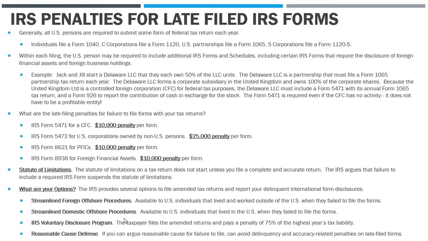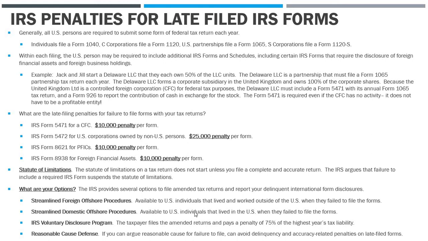The Domestic Offshore Procedures Program is available to U.S. individuals that failed to file these forms, but they were living and working in the U.S., so they weren't U.S. expats living abroad. Now, in this program, there is a penalty, but it's capped at a certain amount, so it's not as severe, right? So it's still a good procedure to go with if you failed to get these kind of forms filed.